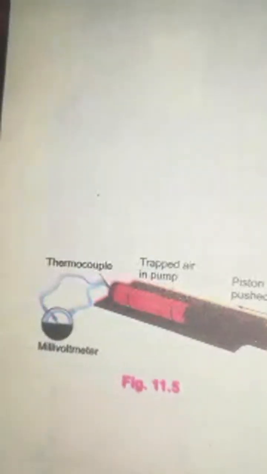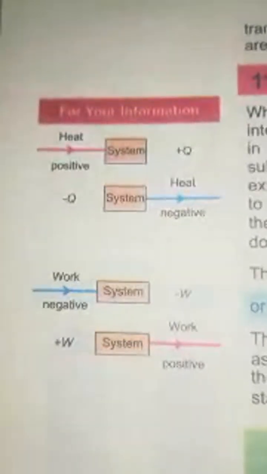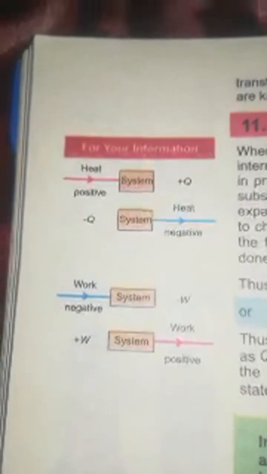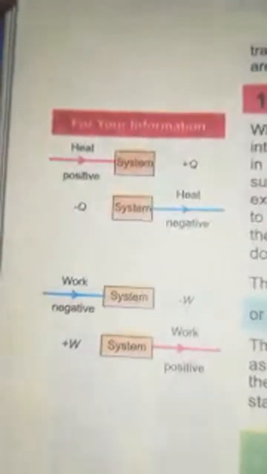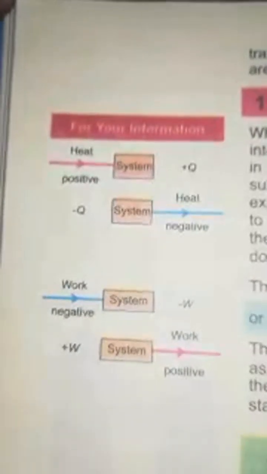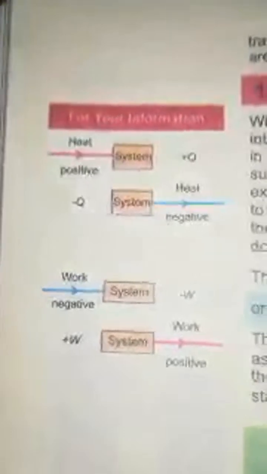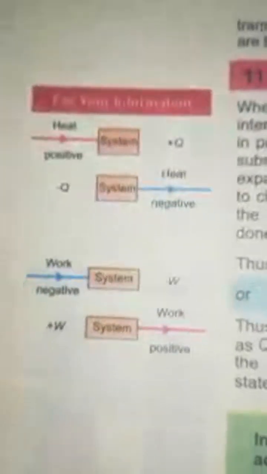Thermocouple, trapped air in pump, piston pushed in, millivoltmeter. Sign convention: heat into the system is positive Q, heat out is negative Q; work done on the system is negative W, work done by the system is positive W.